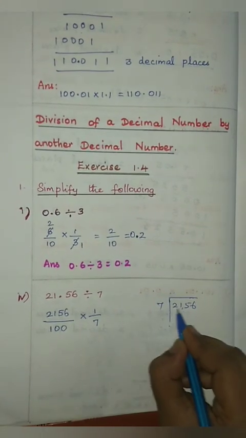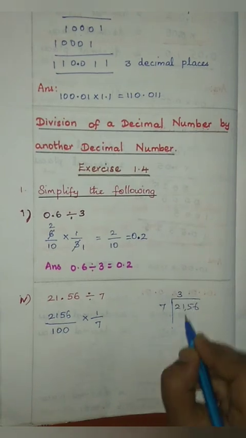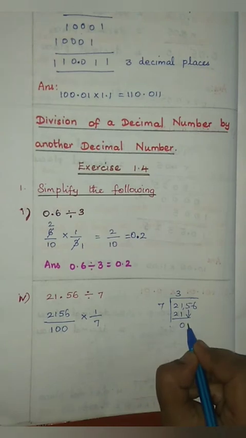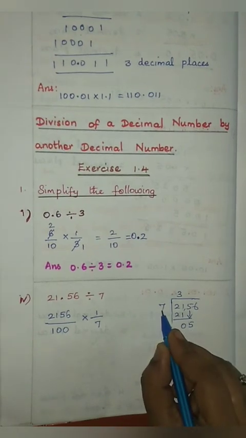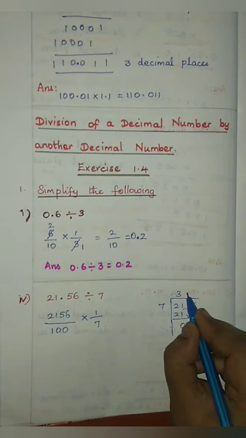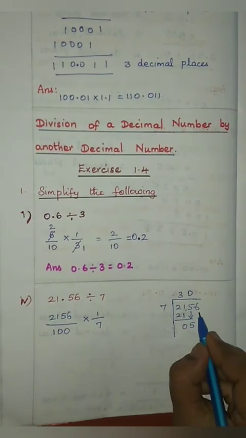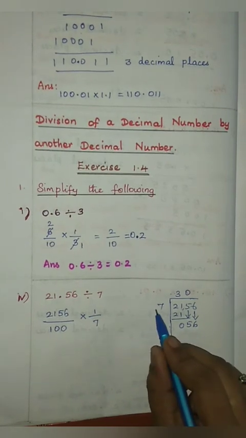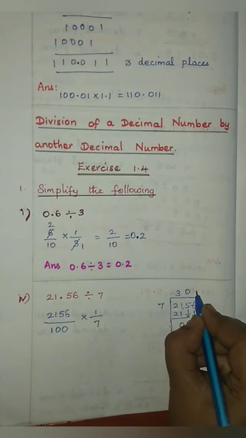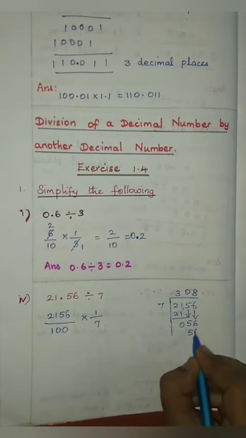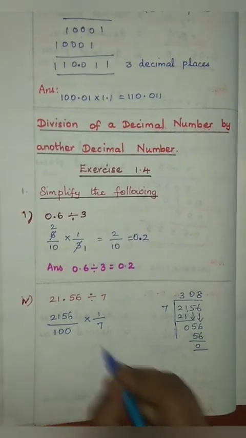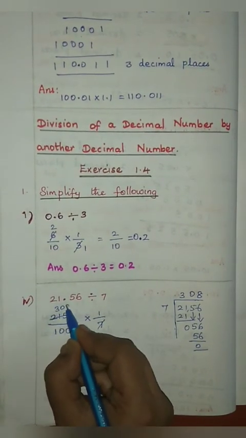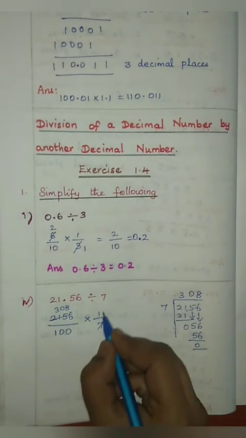So how many times does 7 go in 21? 3 7s are 21. So the remainder is 0. Bring the next digit down, 5. But 5 is less than 7, so put 0 in the quotient place. Then bring the next digit down, 6. Now you have 56. So how many times does 7 go in 56? 8 times. 8 7s are 56. The remainder is 0. So how many times does 7 go in 2156? 308 times.